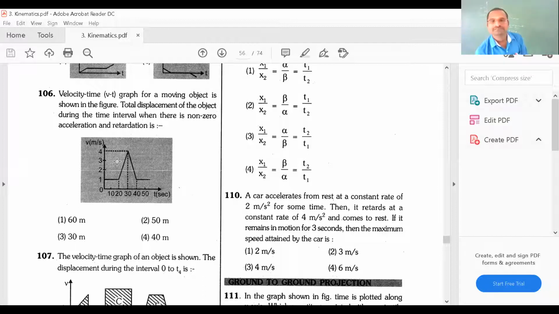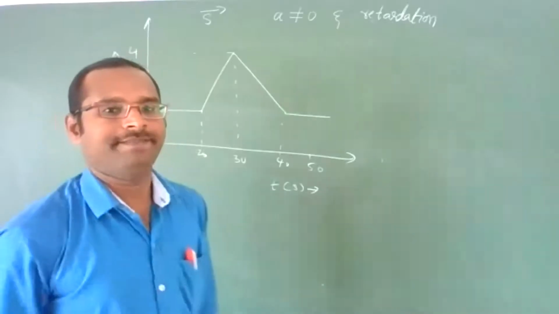50 meters. Okay, let us check. So what do we want? We want the total displacement during the time interval when there is a non-zero acceleration. Acceleration should not be zero and there should be retardation. So in that time interval, what is the total displacement? They are asking.